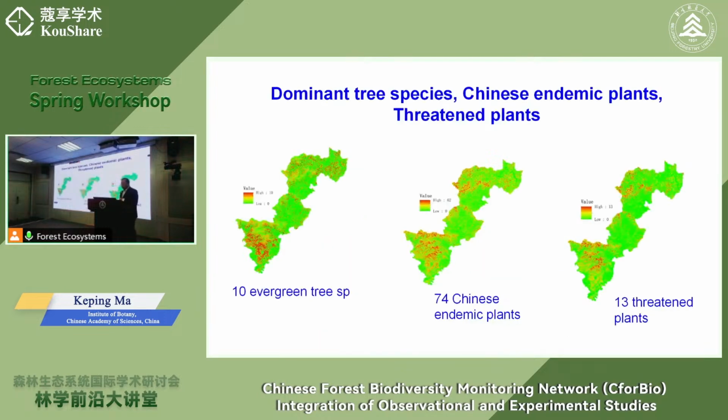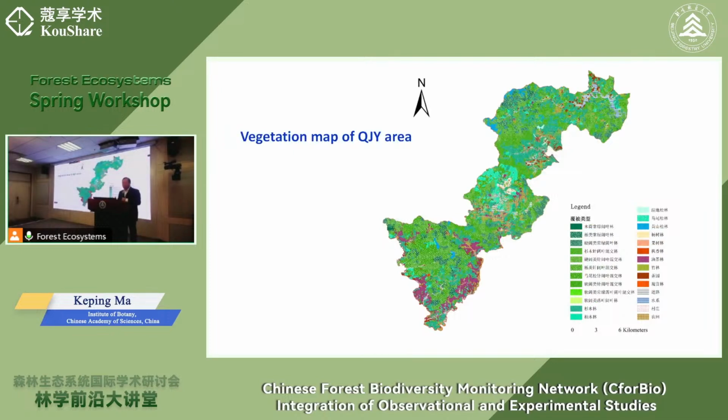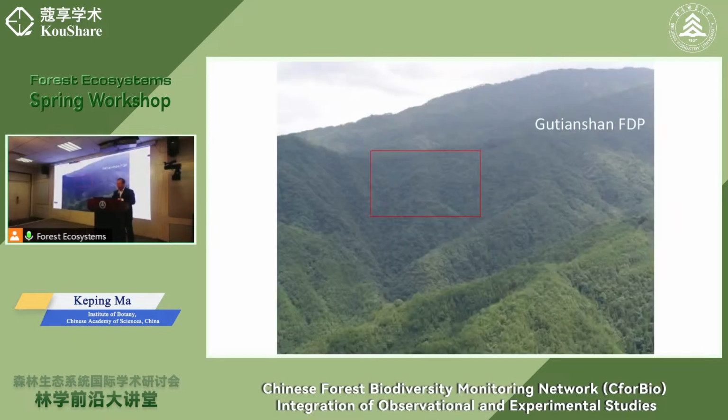And based on this data, we can produce maps, such as evergreen tree dominant species at the canopy layer, the Chinese endemic plants distribution in this area, and also the threatened plants in this area. And based on both the remote sensing data and the plots data, we produce a vegetation map of this area, which is very important not only for research, but also for the conservation planning and management of the protected areas.